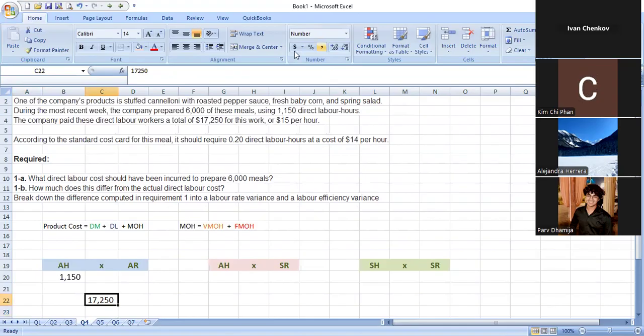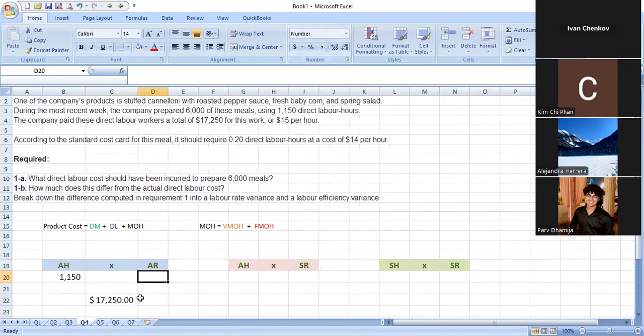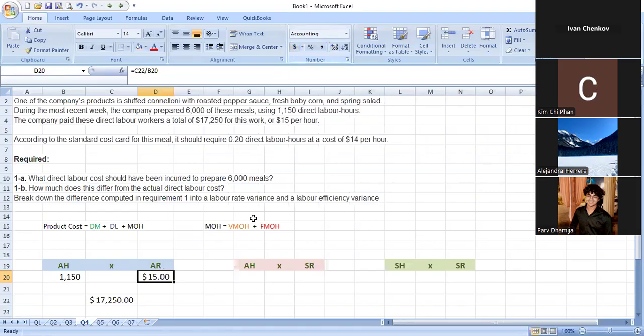From here, once we have how much they pay, we can easily come up with the actual rate, which will be the dollar amount divided by total hours. And we get that one. We know that they're paying $14, $15 in this case. So the actual hours, we're going to get from here.